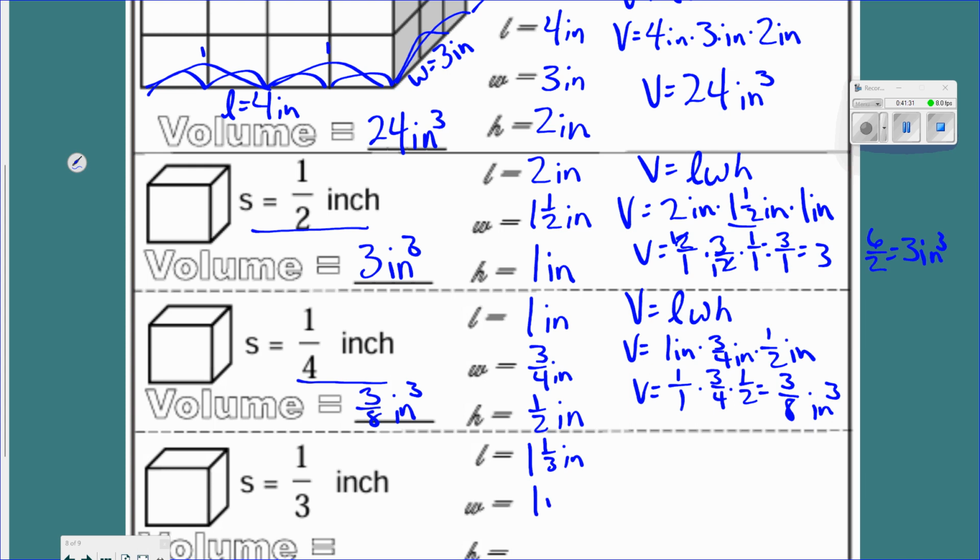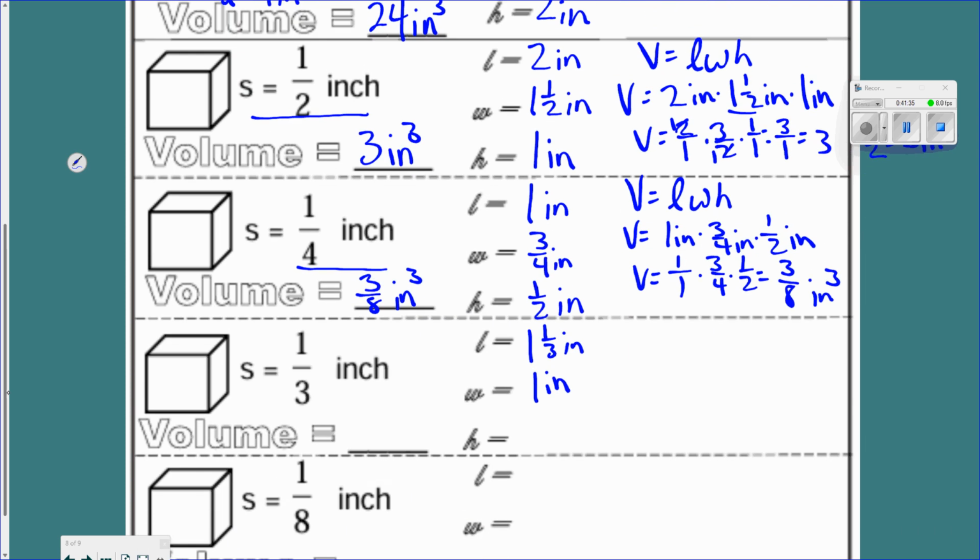Putting them in my formula: 1 1/3 times 1 inch times 2/3. And now I need to make improper fractions. That becomes 4/3 and 2/3. 4 times 1 times 2 is 8. 3 times 1 times 3 is 9. So the answer is 8/9.